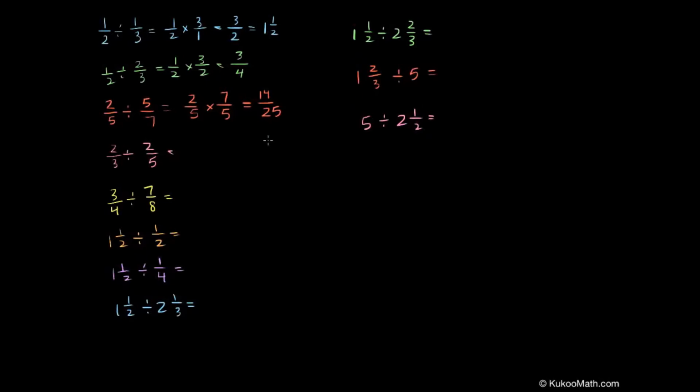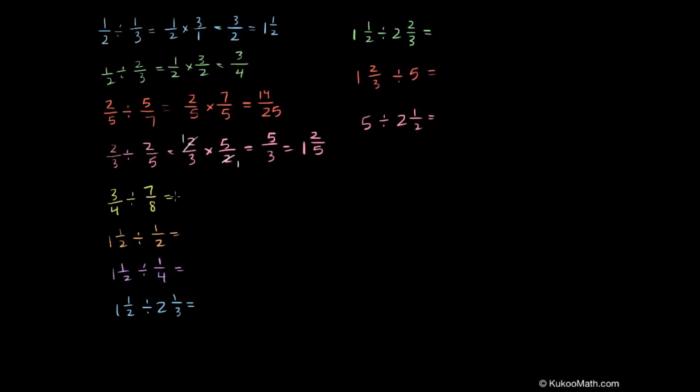Now, let's take a look at the next problem. 2/3 divided by 2/5. That's the same thing as saying 2/3 times 5/2. Now, here we can simplify the 2's. So change them both to 1. And then multiply across is 5/3. And that can be further changed into 1 and 2/5.